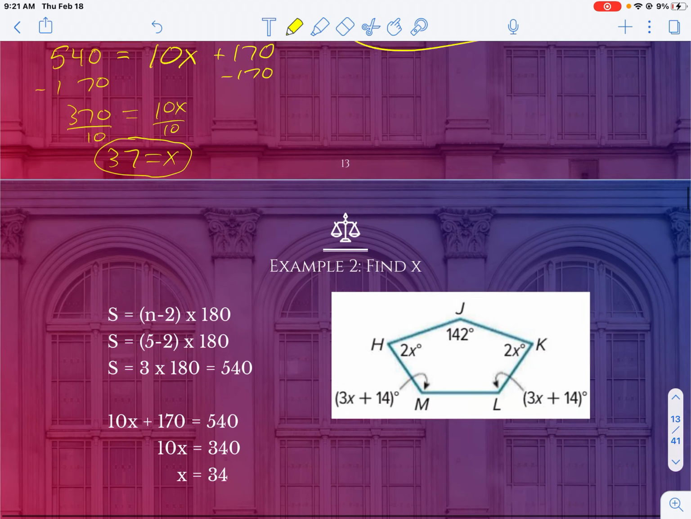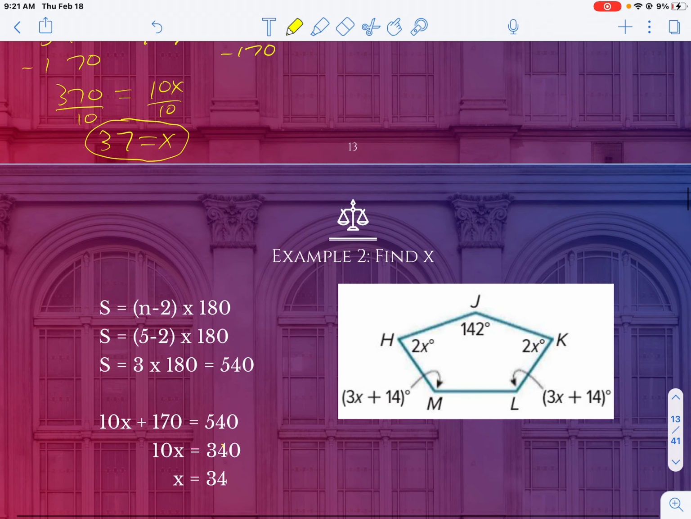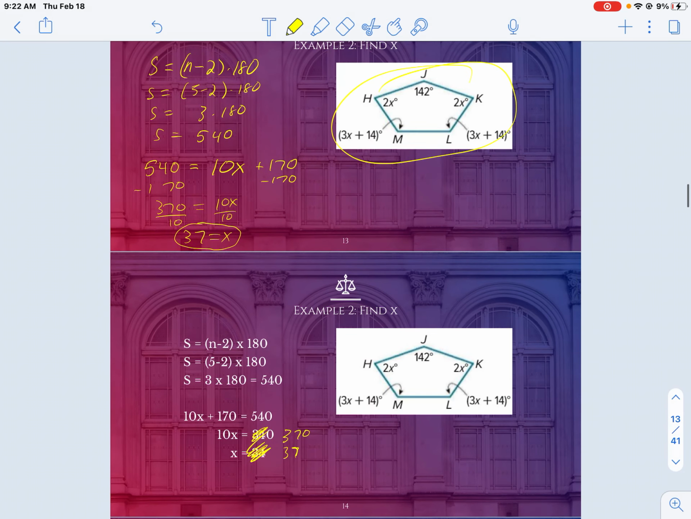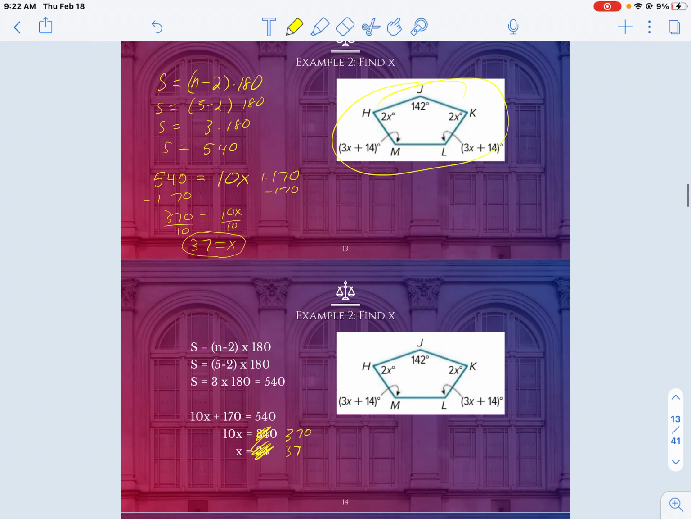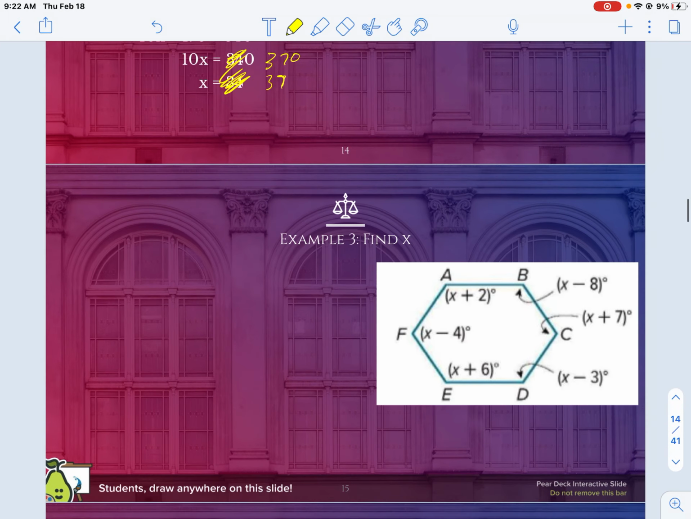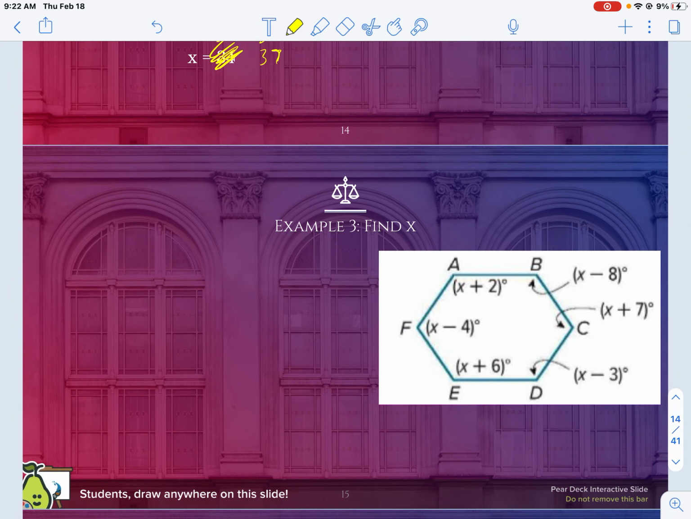And of course I made a mistake in the math when I was doing it for the answer key, so I'll go back and fix that. All right, so again, you can even do crazier stuff, like six-sided figures. I'll leave this one up to you to solve.